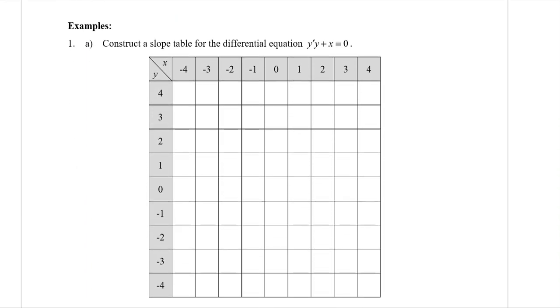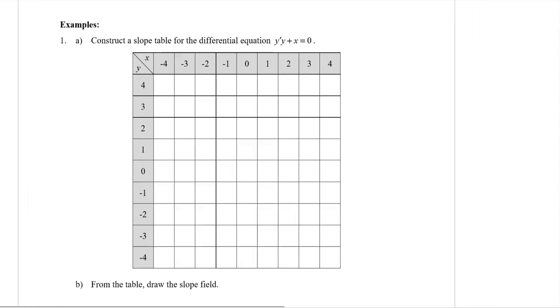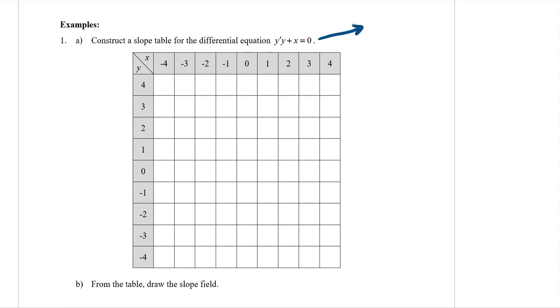Okay, so question 1, construct a slope table for the differential equation y dash y plus x equals 0. Now, first of all, remember what I said. If you're going to fill in a table and draw this thing, you need the y dash by itself and everything else over on the right. So I have to rearrange that equation. So first of all, y dash y, move the x across, would equal -x. And then divide by the y, you would get -x over y.